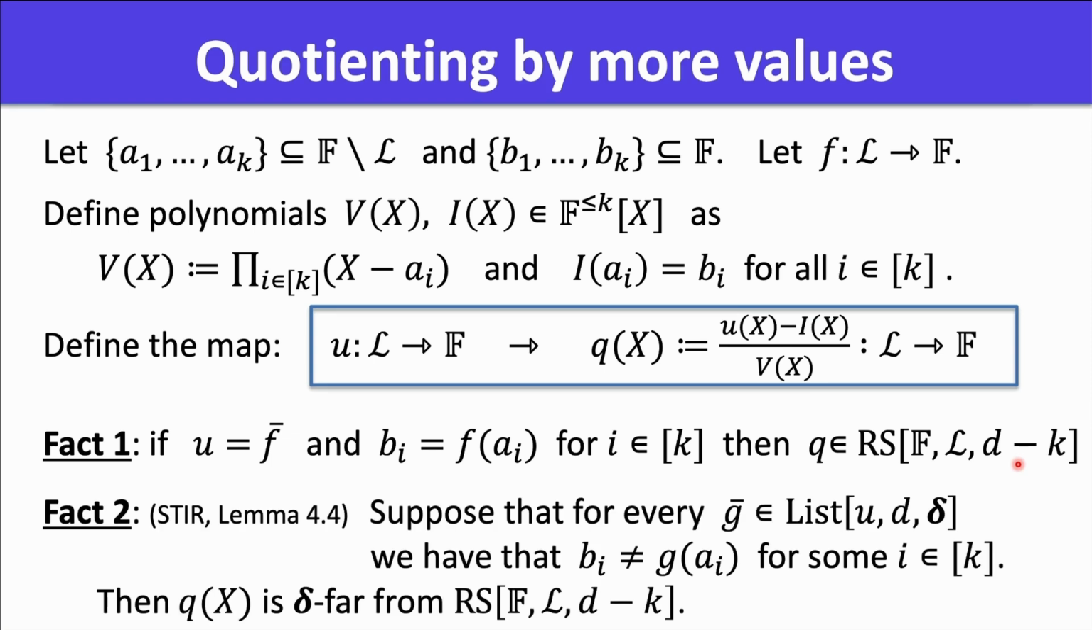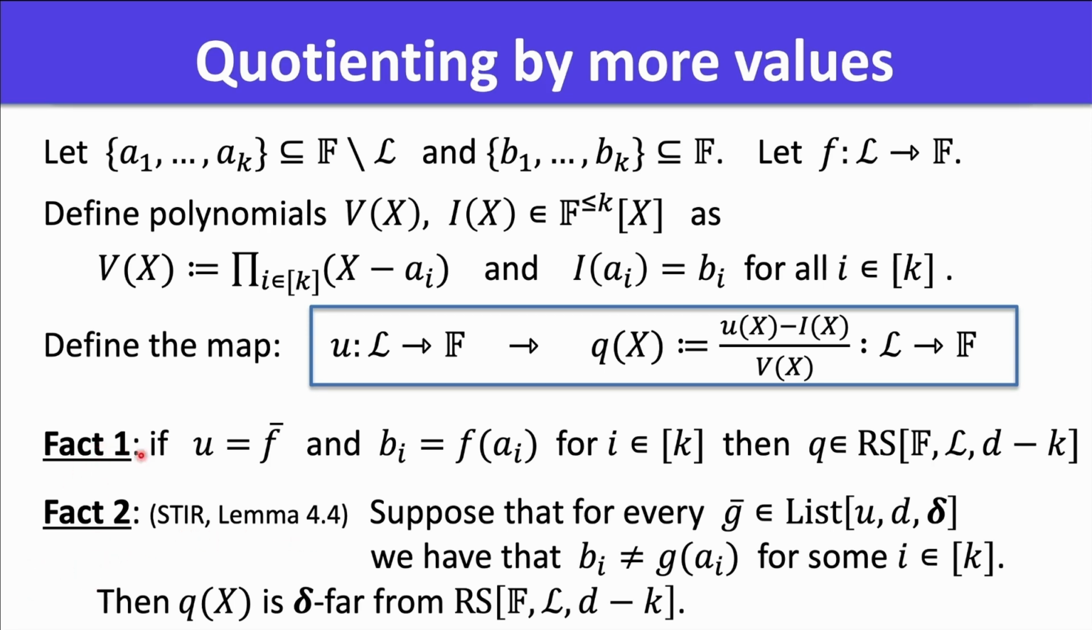And the corresponding fact says that if every code word that is delta close to u violates the evaluation property, then the quotient word will be delta far from the code of degree d minus k. Okay, so the same properties as we saw before, just now holding for multiple values rather than just one value. The proof is basically the same as the proof in the previous slide, and I'm going to point to the STIR paper if you want to see the proof spelled out.